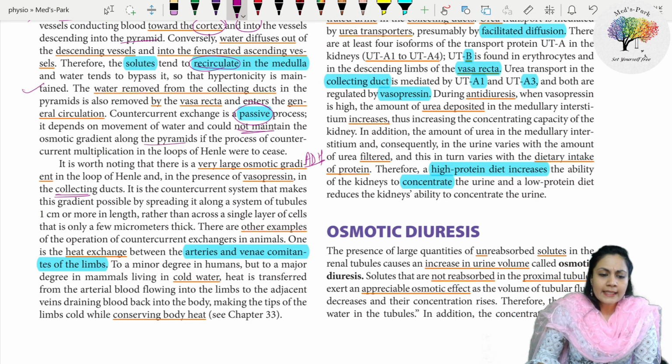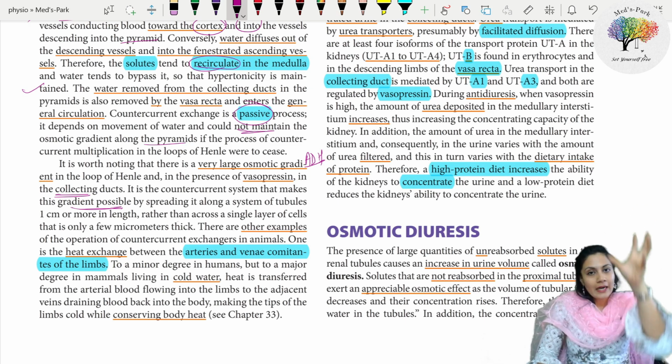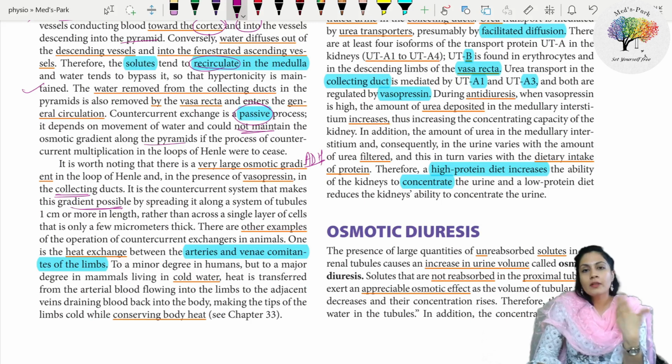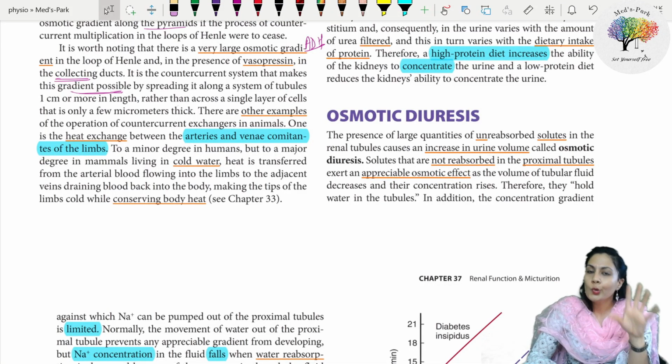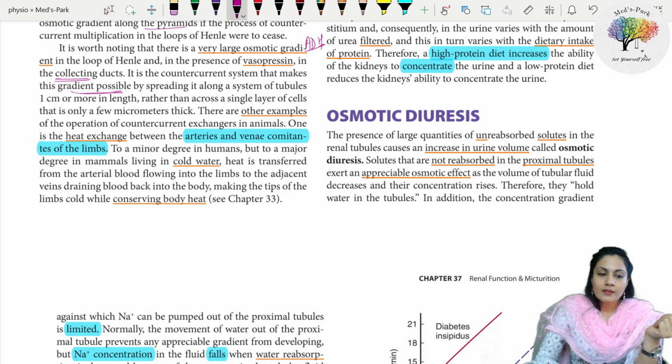Okay. Now, it is the countercurrent system that makes the gradient possible by spreading it along the system of the tubule, 1 centimeter or more in length, rather than across a single layer of cell that is only a few micrometers thick. So, the longer the length, the longer will be the gradient, and the more will be the efficiency, right? That is what it is saying. Rather than having a very small thickness, we do have a longer loop, and over the 1 centimeter, the gradient is going to change.